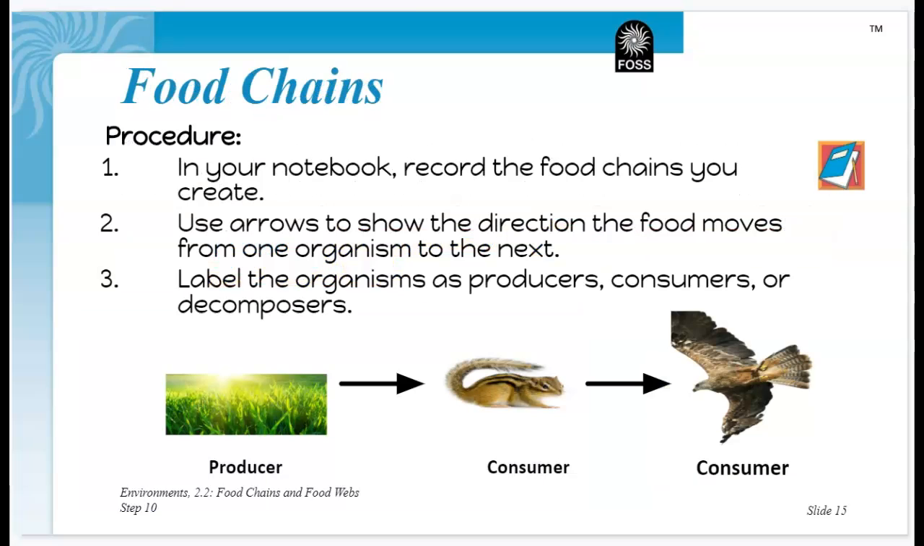Let's do a quick activity, boys and girls. Let's talk about food chains. So, in your notebook, record the food chains that you want to create. Use the arrows to show the direction the food moves from one organism to the next. I want you to then label the organisms as producers, consumers, or decomposers.